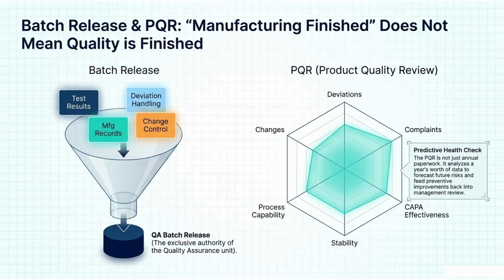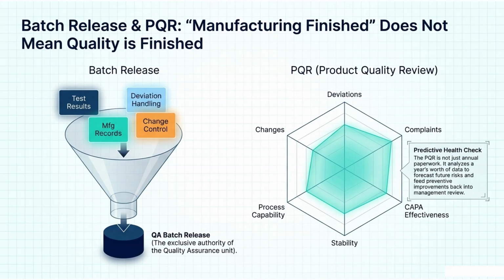Slide 12. Batch release and PQR. Manufacturing finished does not mean quality is finished. Quality assurance doesn't end when manufacturing stops. The final batch release is the exclusive authority of the Quality Assurance Unit. They don't just look at test results. They review manufacturing records, deviation handling, and change controls.